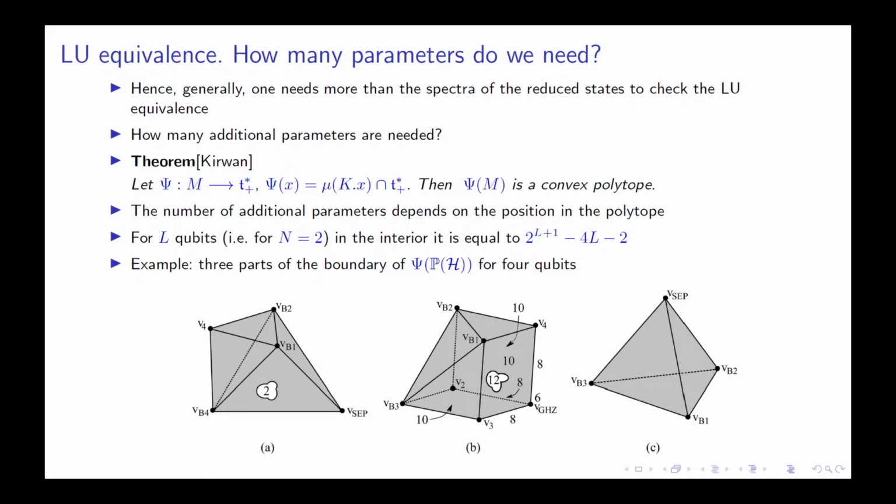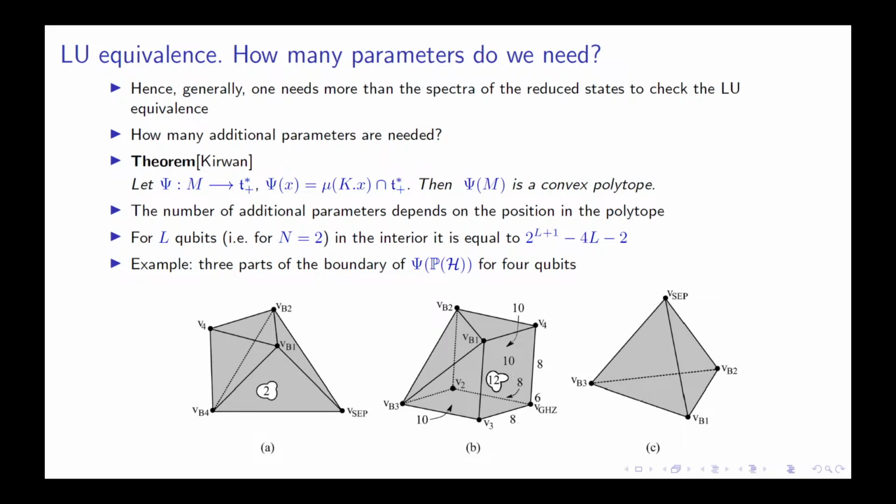So we were able to characterize in this way that, let's consider such a map, which is simply this momentum map applied to the orbit times this positive chamber in the dual of the algebra, the positive Weyl chamber. Then there is a theorem by Kirwan which says that this psi of M is a convex polytope.